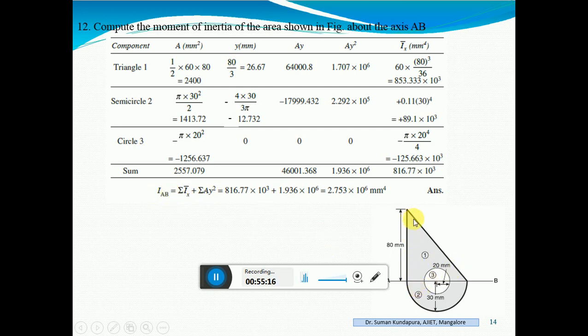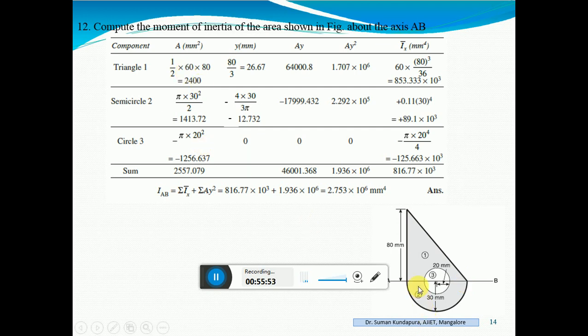So go systematically, find out how many geometrical shapes I can find in this. One is the triangle, I can take this whole as a triangle. This is a 30 millimeter radius semicircle given. So this is 30, this is 30, total is 60. So half into 80 into 60 is one triangle I got. So 2400 is the area of the triangle. Next one is the semicircle with the radius 30, whose area formula is pi r square by 2.